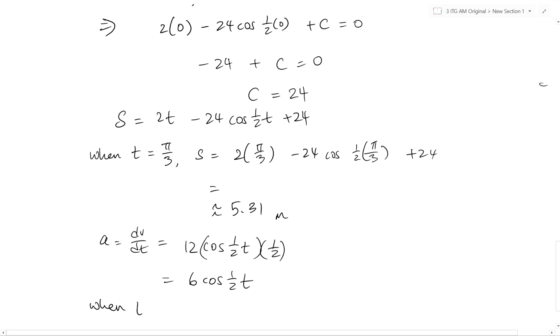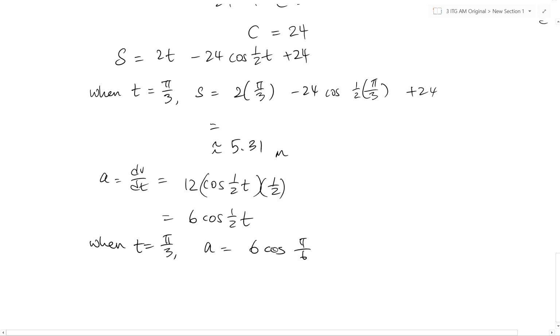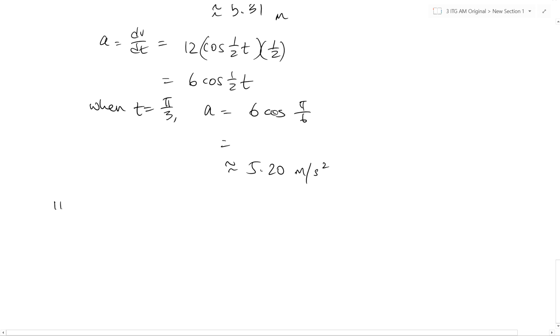When time is pi over 3, substitute this back in, our acceleration will be 6 cosine pi over 6. Get the value, round it off to become 5.20 in 3SF meters per square second. Now let's move on to part 2 of the question. Find the time at which it attains a speed of 8 meters per second. So this tells us that velocity is 8. So what is the corresponding time?